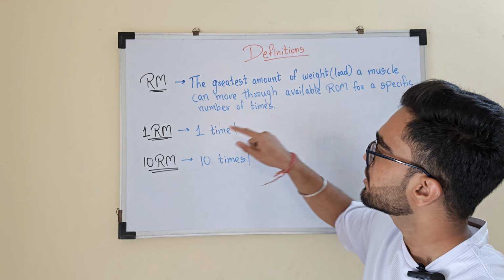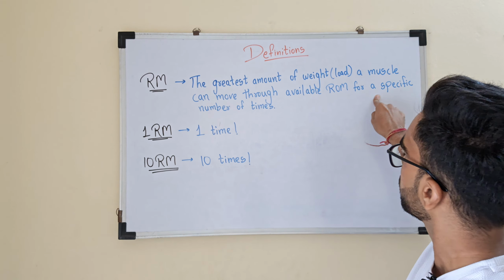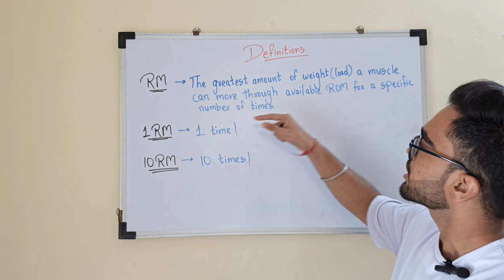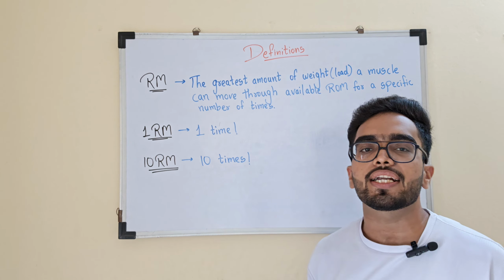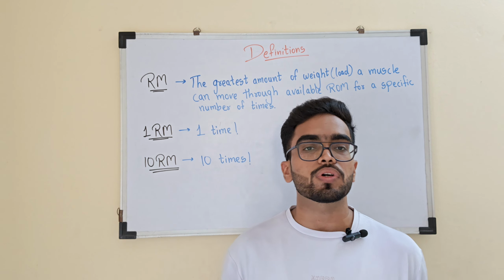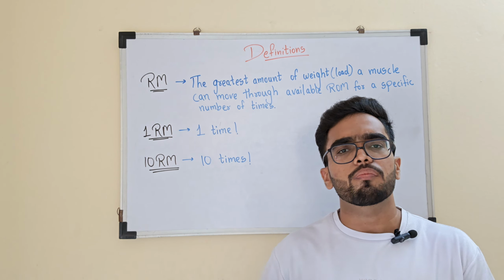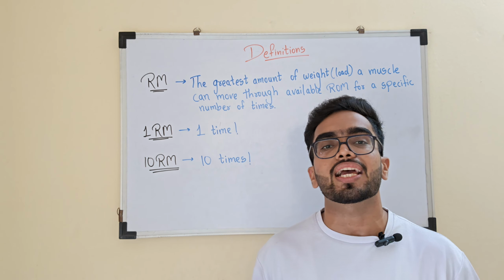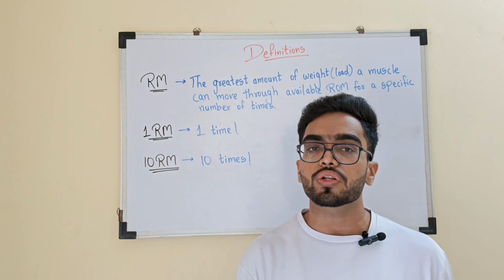So 1 RM is the greatest amount of weight a muscle can move through the available range for one time, while the 10 rep max is the greatest amount of weight a muscle can move through the available range of motion for 10 times. So according to this, repetition max varies from person to person as well as muscle to muscle. So smaller muscles like biceps have a repetition max lower than the bigger muscles like the pectoralis or the quadriceps. Repetition max also varies from individual to individual.